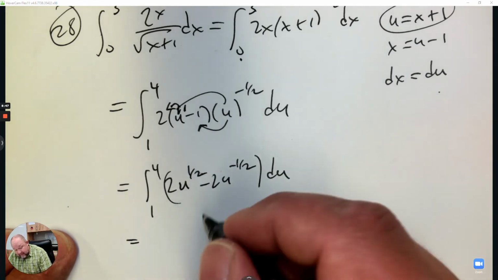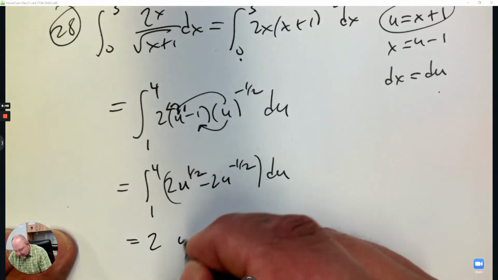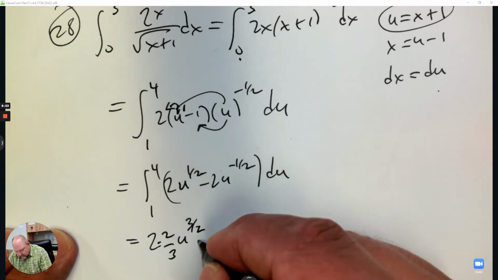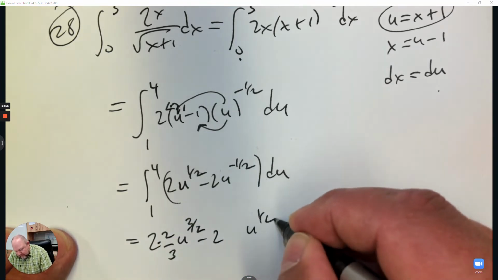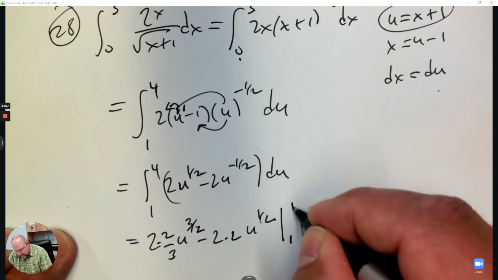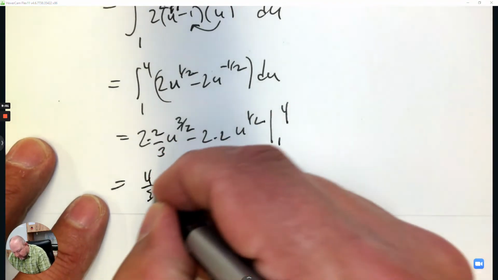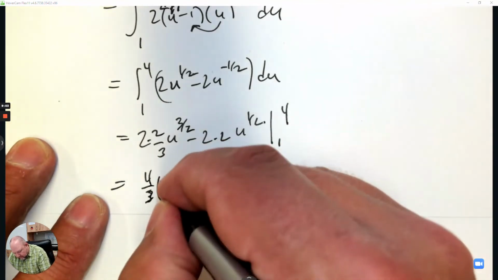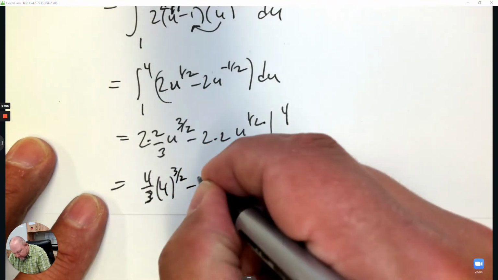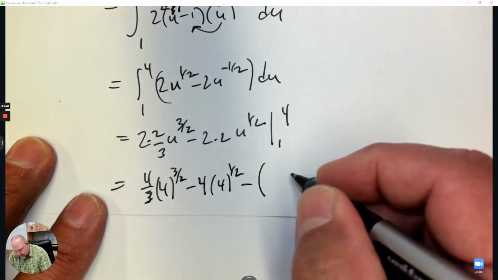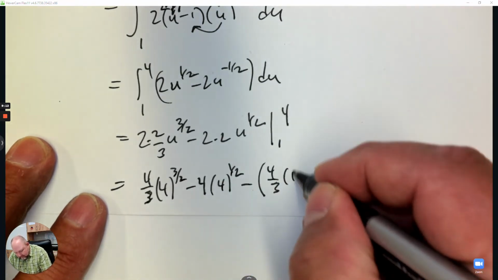Now I'm at a step where I can integrate it. So I'm going to add 1 to the exponent and then the reciprocal, and that's 1 to 4. So I have 4 over 3. And I'm going to plug in 4 first. Subtract, parentheses, I'm going to plug in 1.